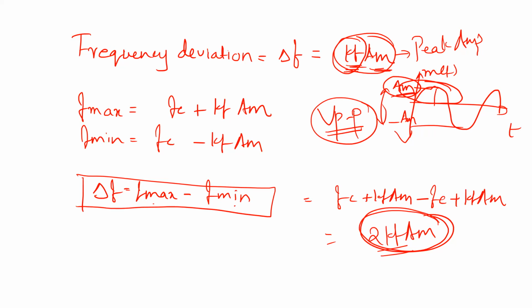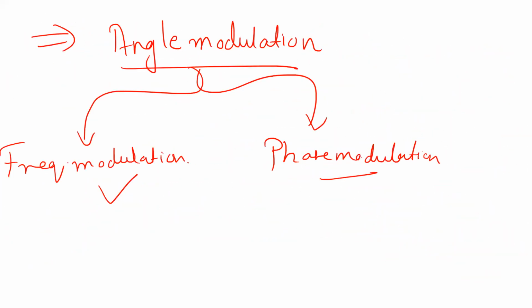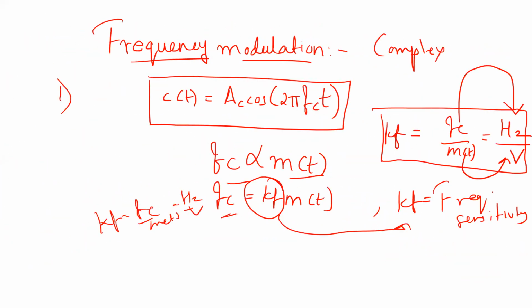So this is something very important. I will just revise for you, don't worry. What was frequency modulation, Jerry? The frequency modulation is a technique in which the frequency of the carrier signal varies with respect to instantaneous changes in the message signal. So FC is directly proportional to MT. So FC is equal to KF into MT. What is KF? KF is the sensitivity.